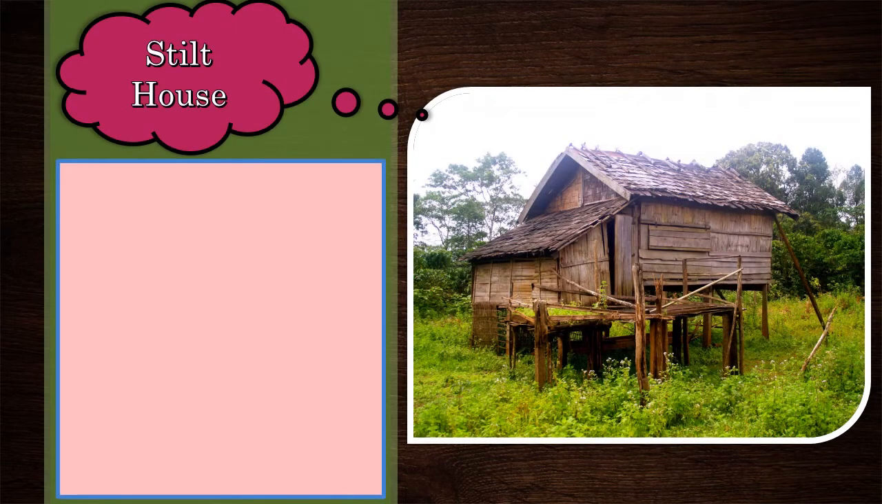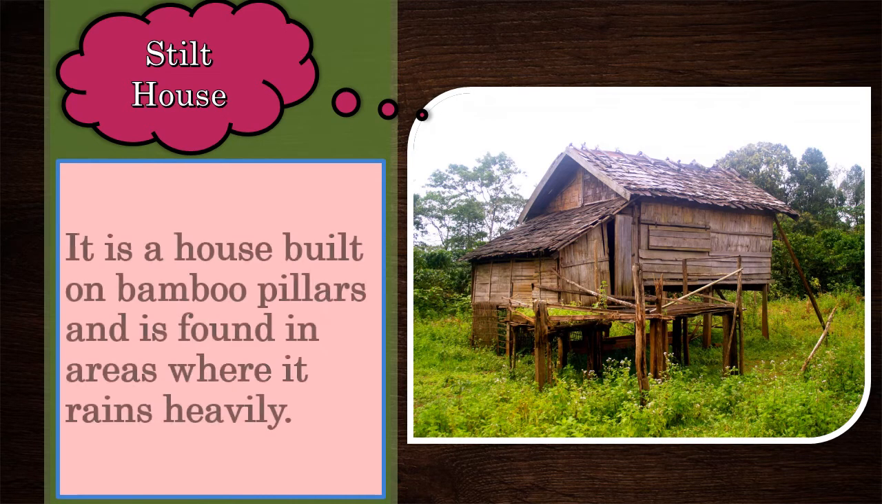Next, we are going to learn about stilt house. This house is mostly built on bamboo pillars. It is found in areas where it rains heavily. So, children, where it rains very much or where flood-like conditions occur, people make this kind of house. It is built on bamboo pillars. That is why it is called stilt house.